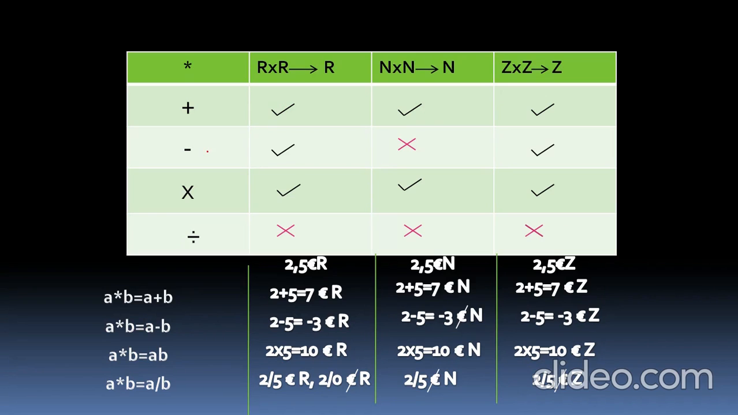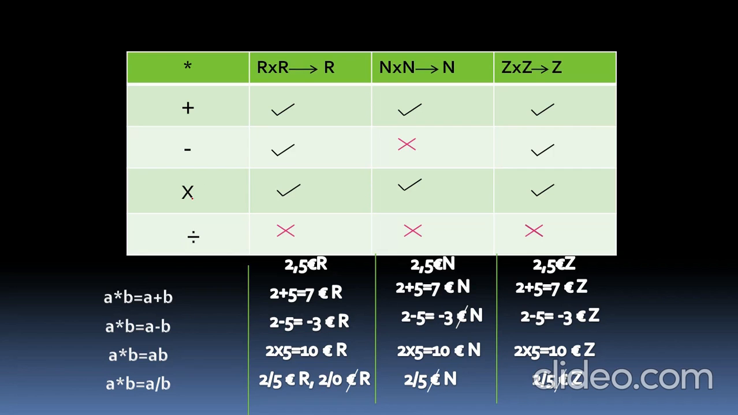Now consider subtraction. Again we subtract these elements 2 and 5. 2 minus 5 is equal to minus 3, which is again a real number. So we can say here also subtraction is a binary operation on set of real numbers, because if we subtract any two real numbers, we always get the result as a real number. So subtraction is also a binary operation on set of real numbers.